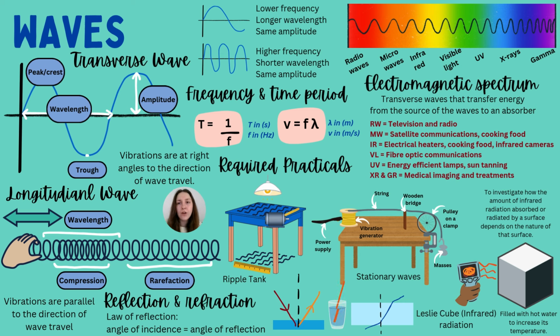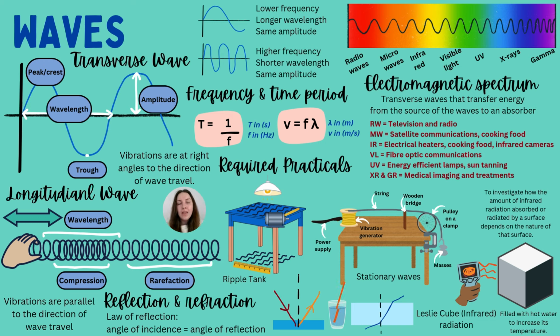You want to leave this for a minute or so, and this is to enable the surfaces to heat up to the temperature of the water. Then you're going to use an infrared detector to measure the intensity of infrared radiation emitted from the surface, or the temperature of the surface, and make sure that the detector is the same distance from each surface as you make your readings. I would recommend you do multiple repeats of this and calculate a mean average.